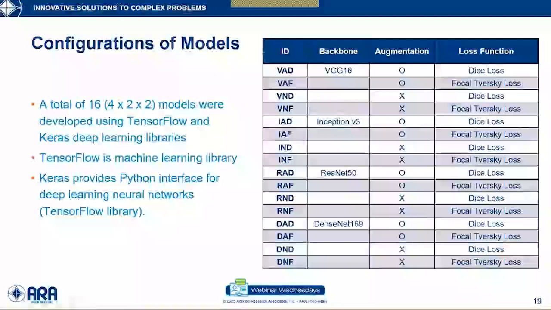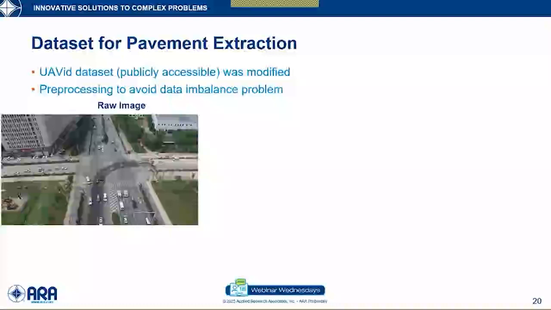For example, IAED represents the model that used the inception model as a backbone and was trained with the augmented data set and dice loss. To train the pavement extraction model, one publicly accessible UAV image data set and another image data set collected in Johnson County in Iowa were used.